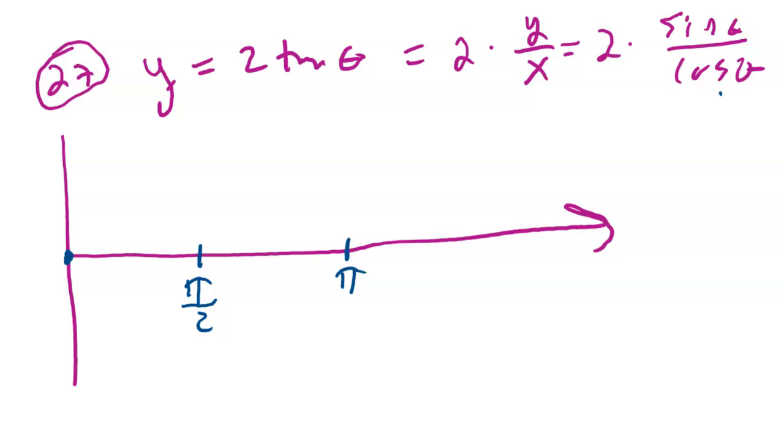So at 0, I guess I have to show the unit circle. At 0, we have the point 1 comma 0. Our x is 1 and our y is 0. So 0 over 1 is just 0. We have a point there.